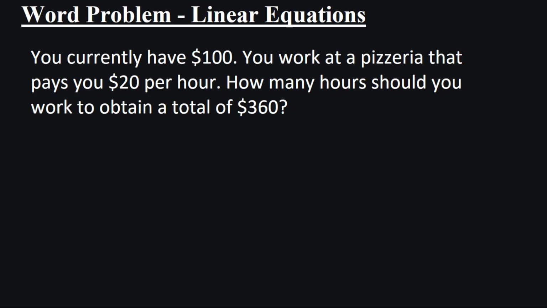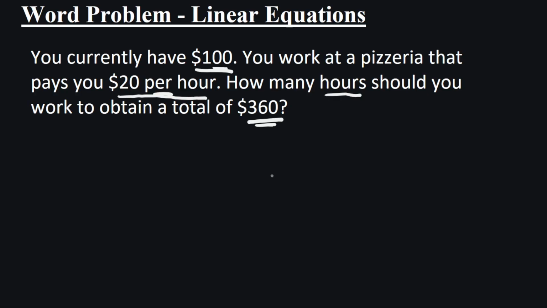Okay, so right away, we have a few things in this word problem. We know that we're starting with $100. Our job pays us $20 per hour. And in the end, after working a certain amount of hours, we want to have $360 in total. Whenever you come across any word problem, you want to come up with a few examples.